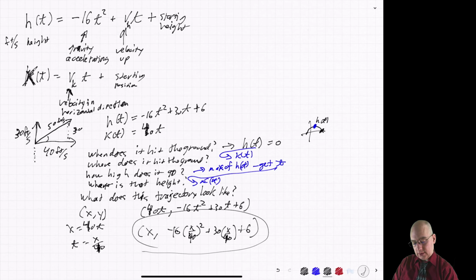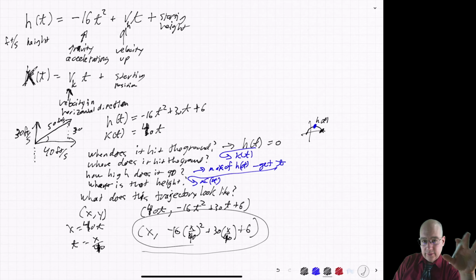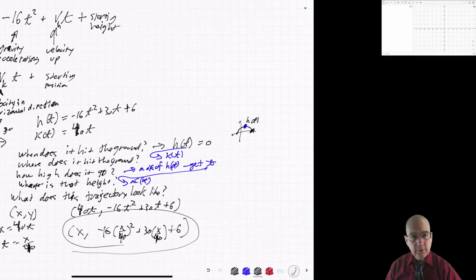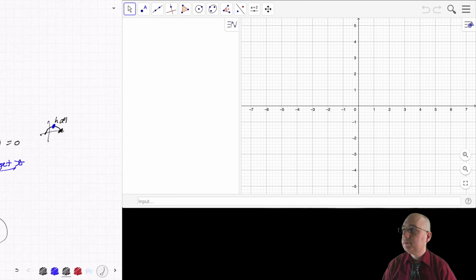So that's the trajectory. So I had x equaling this 40t, because that's how far it travels horizontally. And so I just solve for t in terms of x. And then I can get rid of the t. It's nice like that. All right. So let's go and explore a little bit of this in GeoGebra.